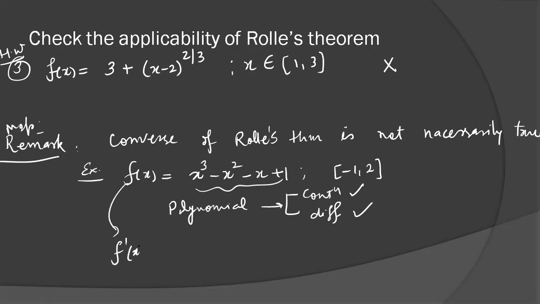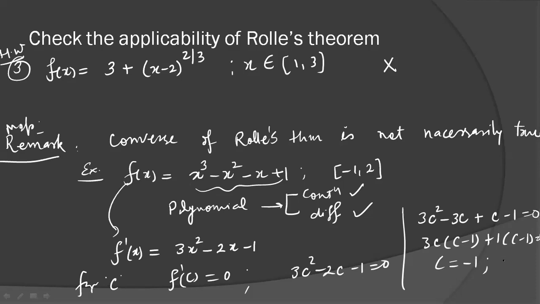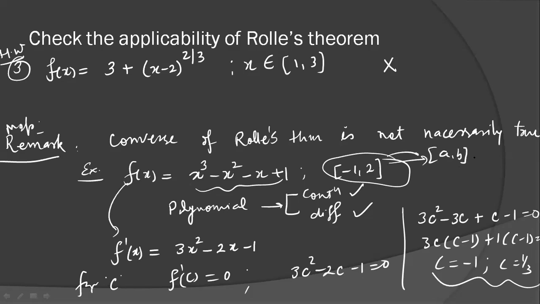If you take the derivative, f dash x is 3x square minus 2x minus 1. Now f dash c equal to 0 for some c, then 3c square minus 2c minus 1 equal to 0. If you factorize it, 3c square minus 3c plus c minus 1 equal to 0. Taking 3c common, 3c(c minus 1) plus 1(c minus 1) equal to 0, so c equal to minus 1 and c equal to 1 by 3. You can see that both the c are lying between minus 1 and 2. But if we check the third condition on the closed interval a comma b, then f at minus 1 is not equal to f at 2.